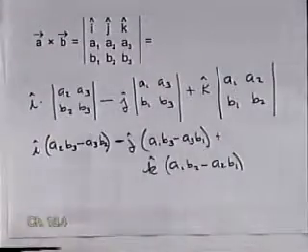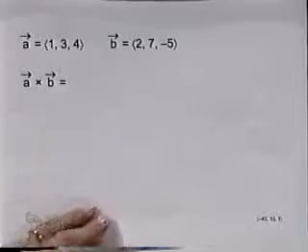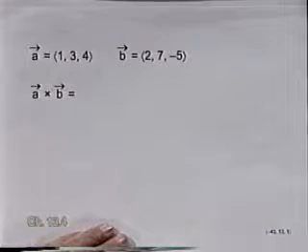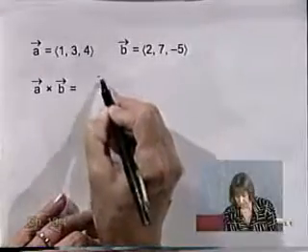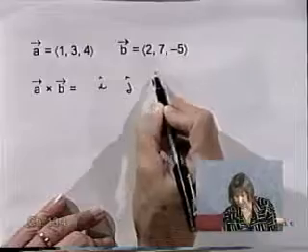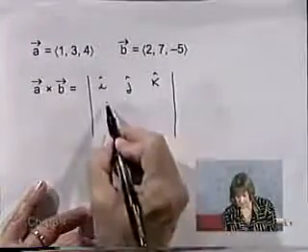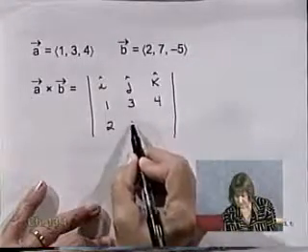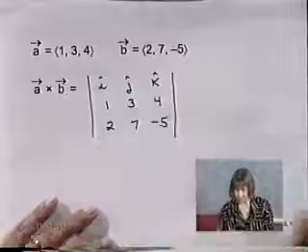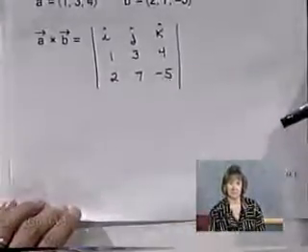So without further ado, let's practice. First one that I want to practice is, I have vector A being 1, 3, 4, and vector B being 2, 7, negative 5, and I want to evaluate their cross product. So I'm going to put i, j, k across the top. Then I put A's components, 1, 3, 4, and B's 2, 7, negative 5. Okay, let's move this up a little bit.